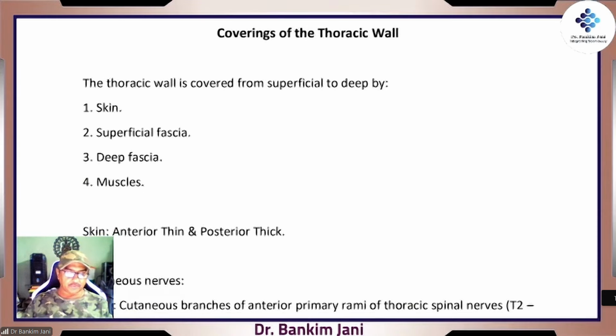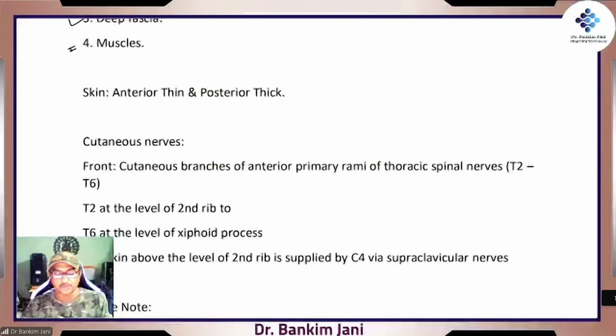Coverings of the thoracic wall. The thoracic wall is covered from superficial to deep. Initially the skin, then there is a superficial fascia, which is a thin tissue. And then there is a deep fascia. Fascia means all those layers, and then we have the muscles. The skin on the back side is thicker, and the skin on the front side is thinner.